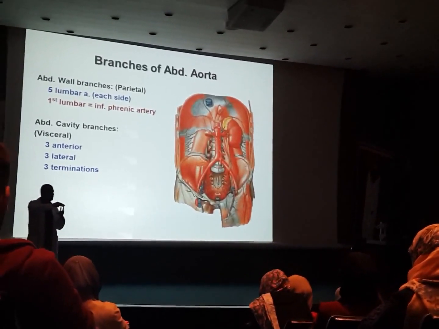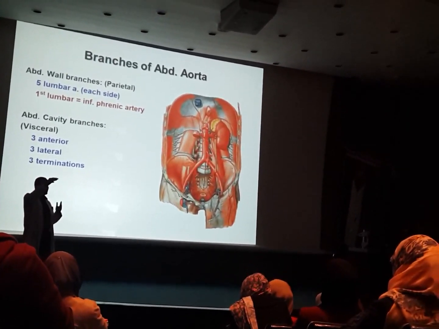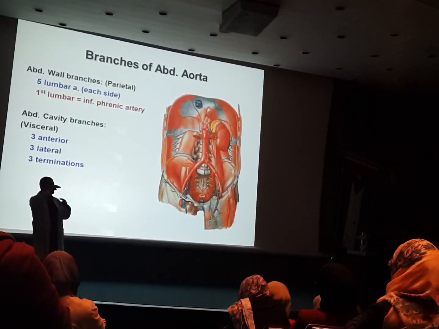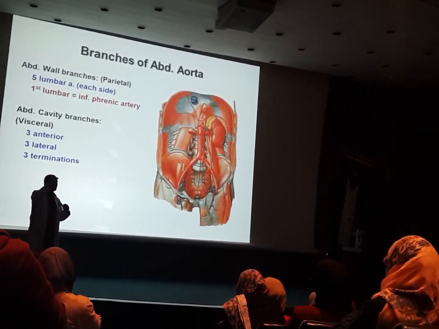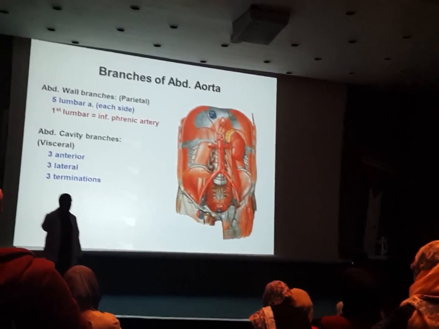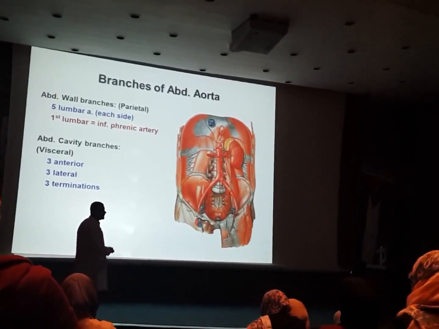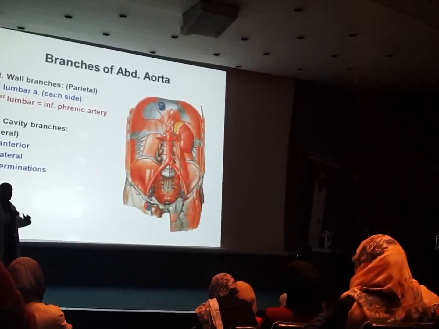So the part of the duodenum above is from the foregut. The part of the duodenum below is from the midgut. Okay? Since the part of the duodenum above is from the foregut, it is supplied by the celiac. Okay? The one below from the superior mesenteric.